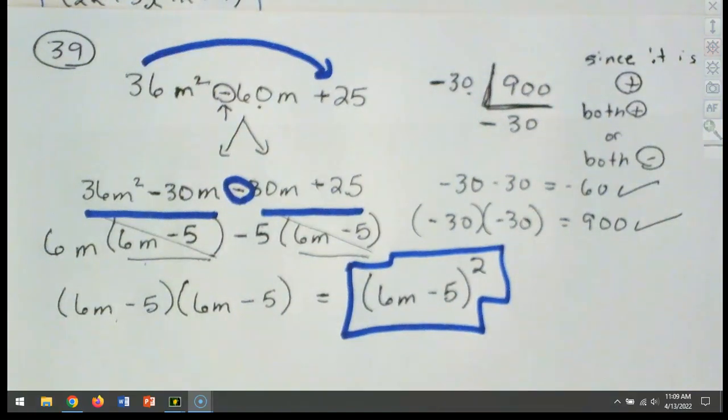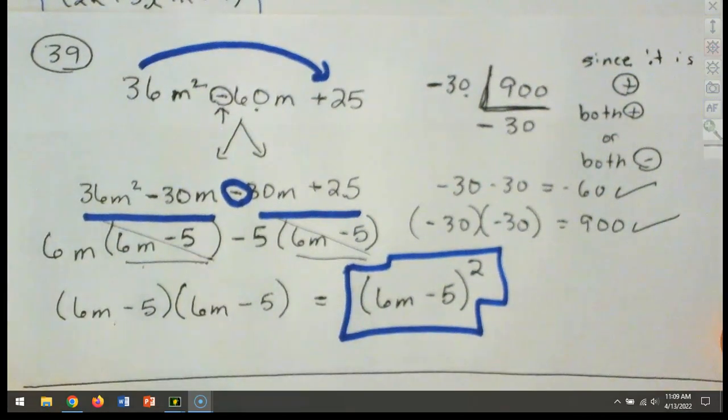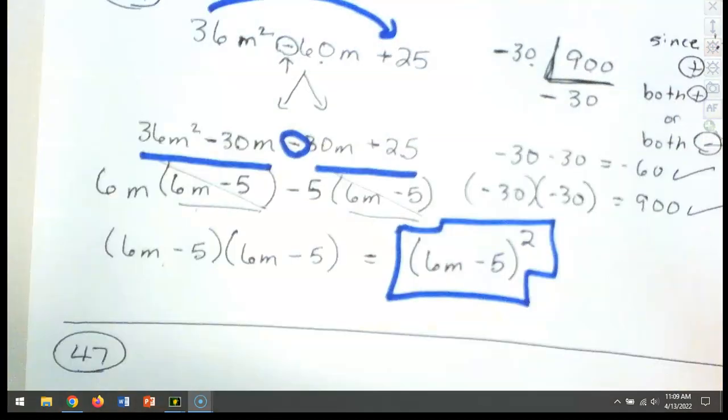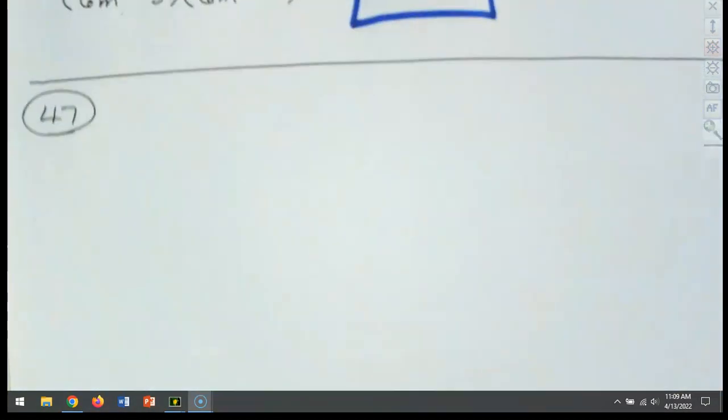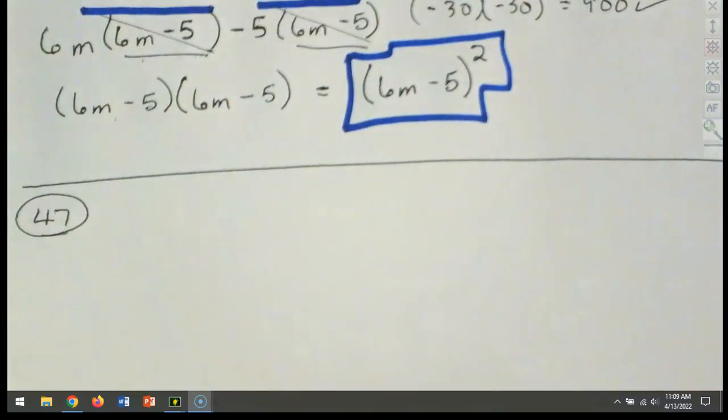Now let's look at one where we're going to have to factor out some things at the very beginning. So let's look at question 47 here. All the others that we've done, we have not had to factor anything out at the very beginning. We've not had to take any greatest common factors out. But question 47, we're going to have to take out a greatest common factor.